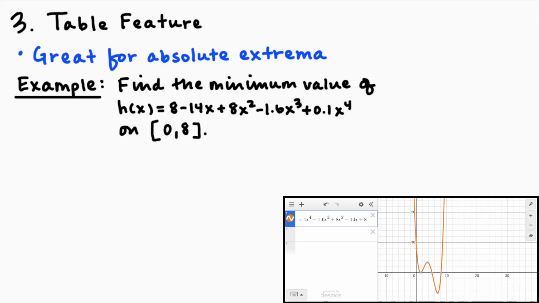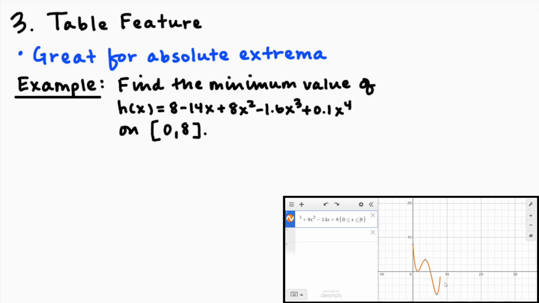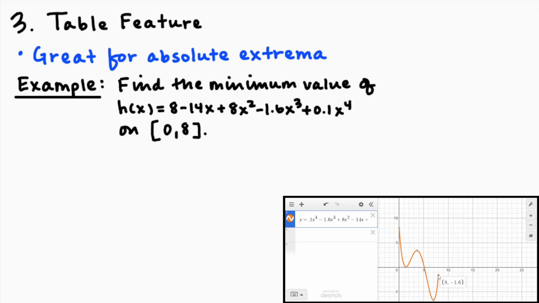All right, number 3, use the table feature. It's great for absolute extrema. Now, I recognize that the example I've got for you right here is a little overly simplistic. It's very unlikely to be asked in a calculator section. If we say on the interval 0 to 8 and we apply that restriction, I think if we zoomed in, we could see that the absolute minimum is down here at 7 and negative 6.7.